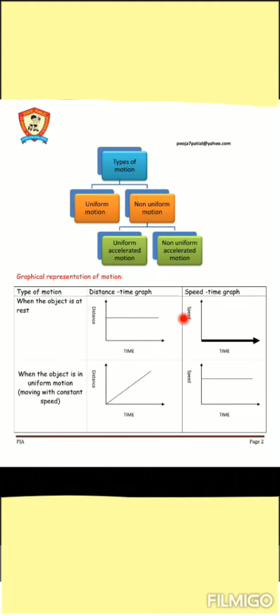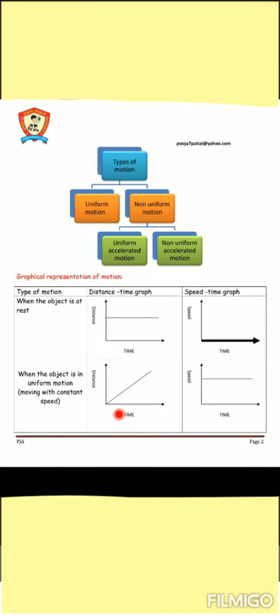So what about the speed time graph? If the object is at rest, what is the speed? Yes, speed will be 0. So time keeps on changing but speed remains 0. That is why the graph is along the time axis. Now suppose the object is in uniform motion, means moving with constant speed. So the distance time graph is again a straight line, but this time it is inclined to the time axis, means it makes some angle with the time axis.